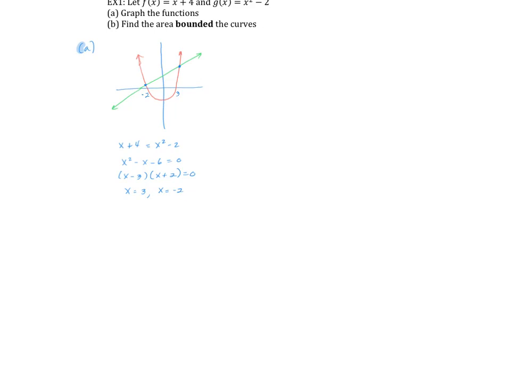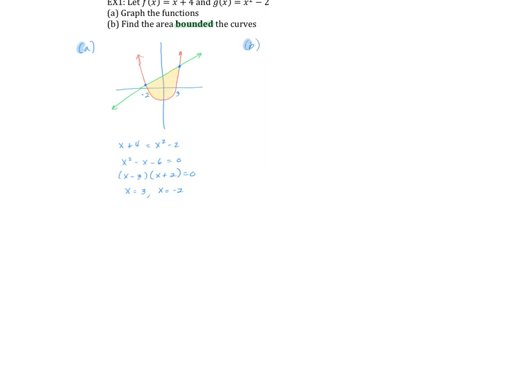So now that we've already graphed it, we're going to find the area bounded by the curves. When it says bounded, that means between. So it would be this area here that I'm shading in yellow. Oh, I always forget to do that.